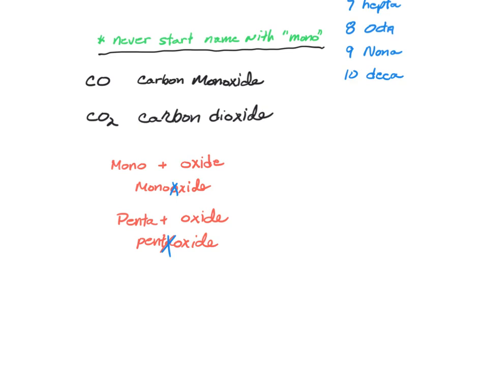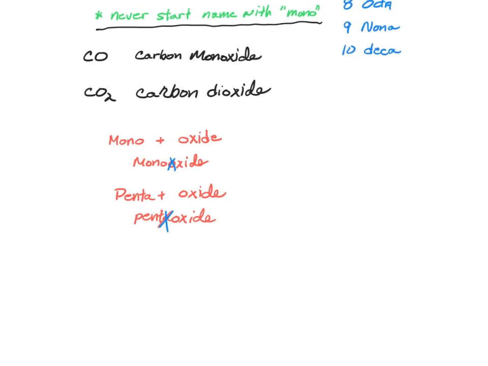So this is a general trend, because let's say that this was not an oxide, let's say it was a sulfide. If we have a mono combined with sulfide, that would be monosulfide. Or if I had 5 sulfurs, it would be a penta plus a sulfide, and when we bring those together, that's a pentasulfide.